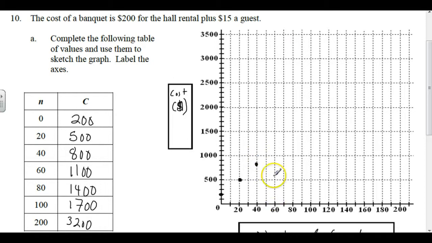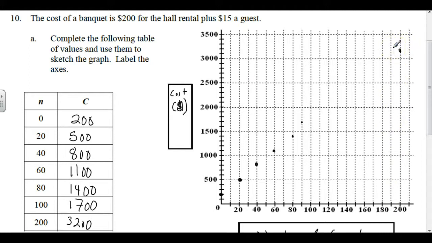800, 60 is 1100, 80 is 1400. You can see how they're almost on a straight line because I put that one in the wrong place, which is why I plot all the points, because then you can see that something's not right. That's not on a straight line. 100 is 1700, and 200 is 3200.